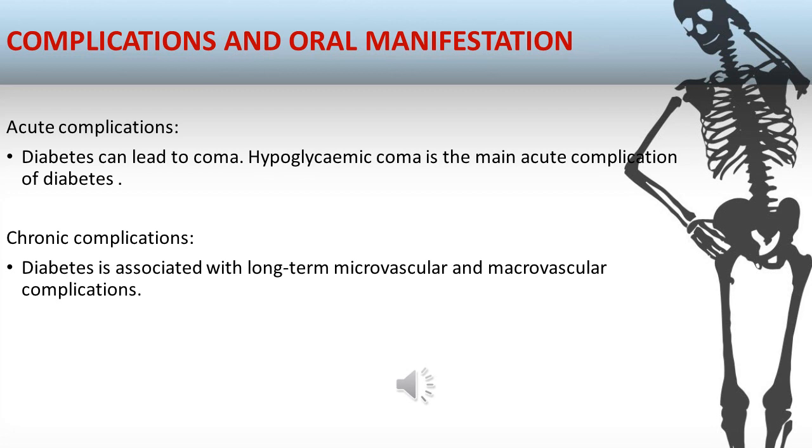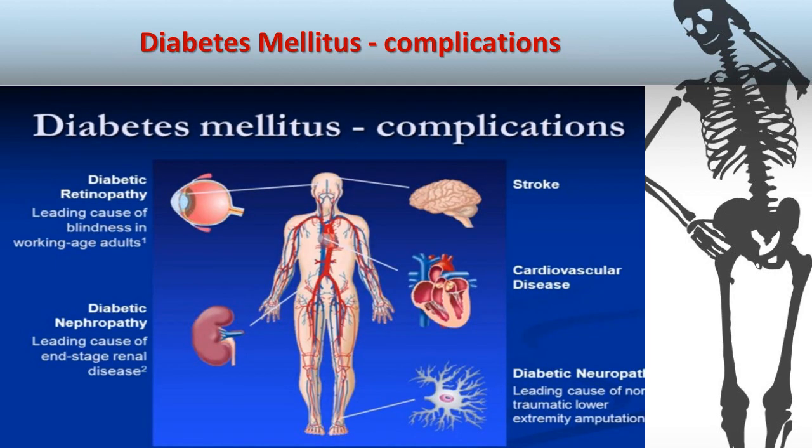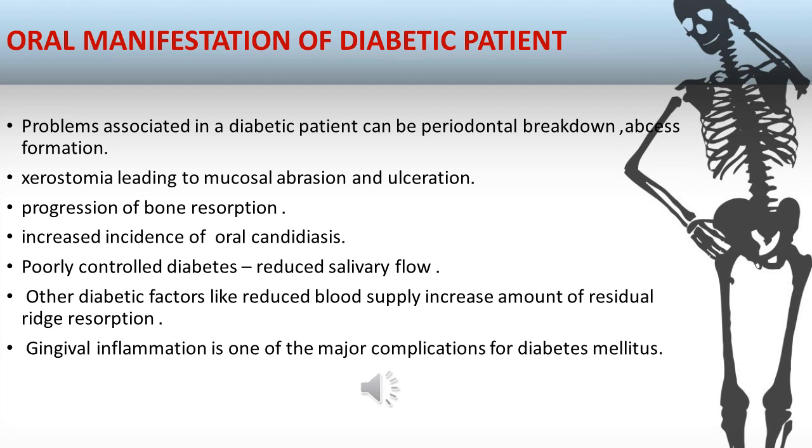Hypoglycemic coma is the main acute complication of diabetes. Chronic complications: diabetes is associated with long-term microvascular and macrovascular complications. Renal complications: diabetic nephropathy affects 30% of type 1 and 4% of type 2. Oral manifestation of diabetic patient.